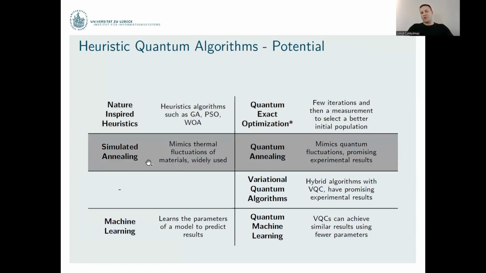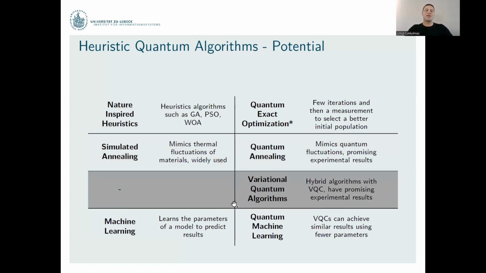As we all know, simulated annealing mimics thermal fluctuations of materials, and quantum annealing similarly mimics quantum fluctuations, and it requires a special kind of quantum computer to run, namely a quantum annealer. And this method already has promising experimental results. Variational quantum algorithms do not have a classical counterpart, but they are hybrid algorithms using variational quantum circuits. A variational quantum circuit is a parametrized circuit which has parametrized gates, and through these methods, we try to find the optimal set of these parameter values.